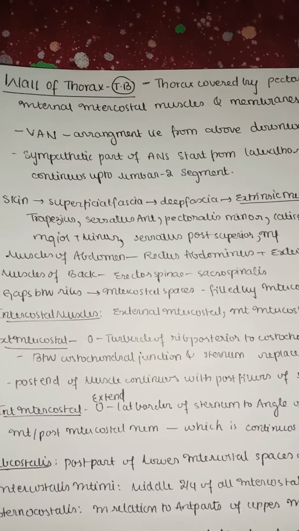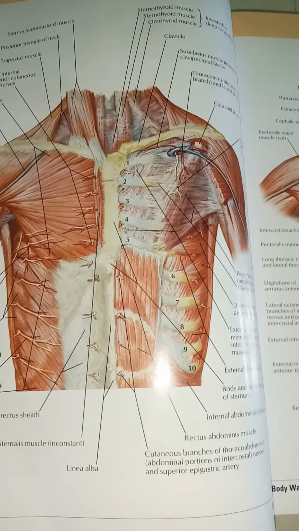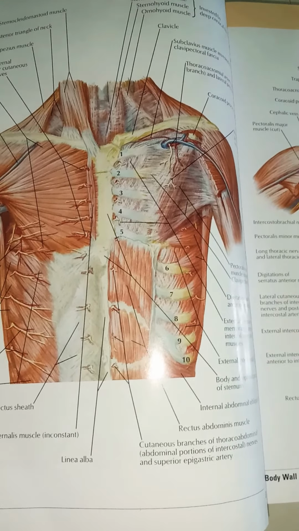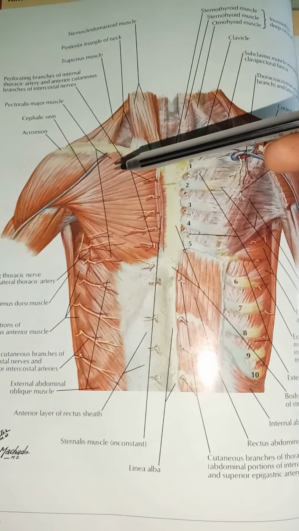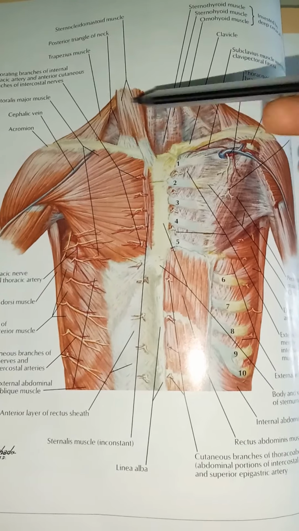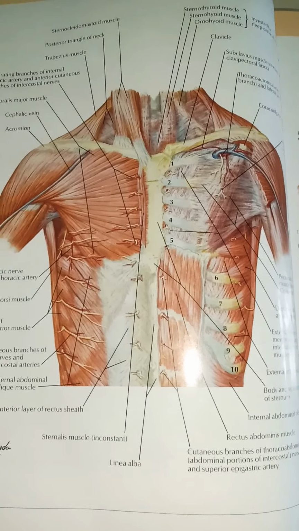Today we are going to start the wall of thorax. Here you can see the wall of thorax. If we dissect it, we are going to see the different parts. The thorax is mainly covered by the pectoralis muscle, which is of course a muscle that is a part of the upper limb, right? And also by some internal intercostal muscles.